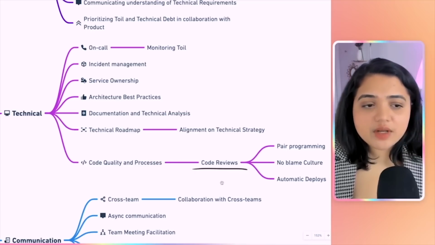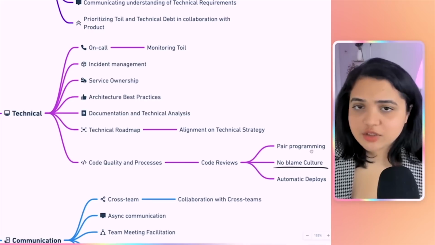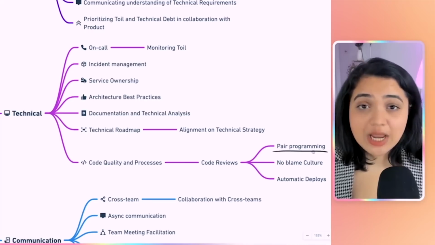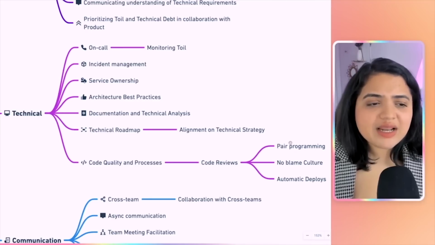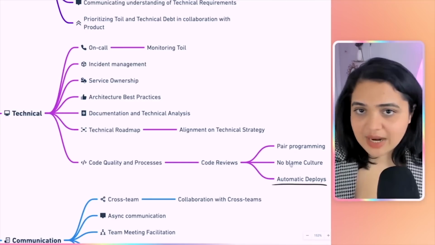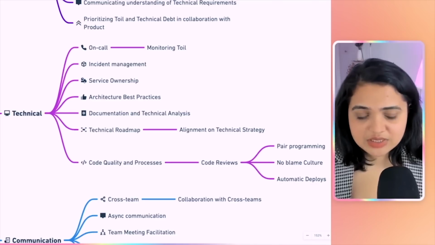So for example, there are better code review practices, there's a no blame culture, you are using pair programming as a way to collaborate and get developers together and improve their skills, and so on. And lastly, you have proper practices for automatic deploys, which allows you to automate your entire process in general.